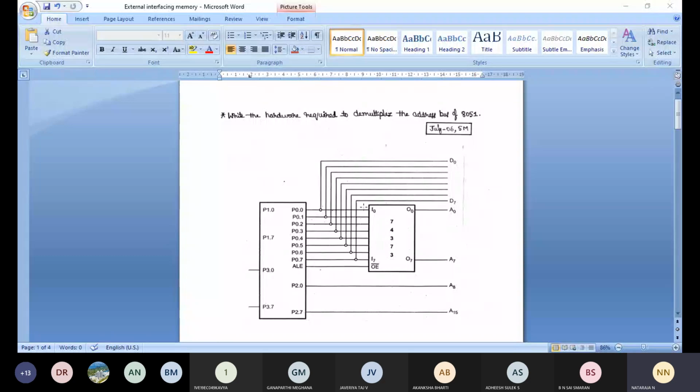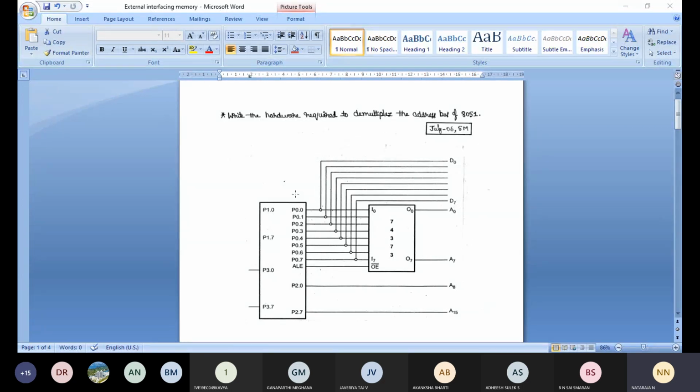What is the question? Write the hardware requirement to demultiplex the address bus of a 8051. Here we have 8051. Port 1 (P1.0 to P1.7) we are not connecting anywhere, and port 3.0 to 3.7 and port 2.0 to 2.7. We are talking about address and data bus, and for port 0 we are going to use.